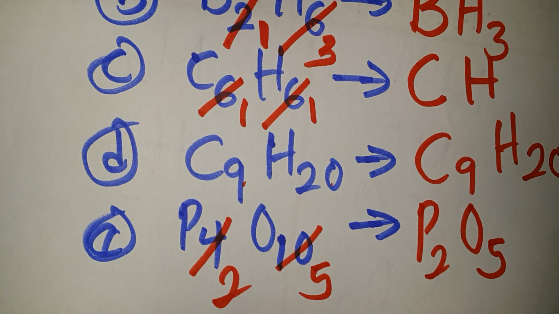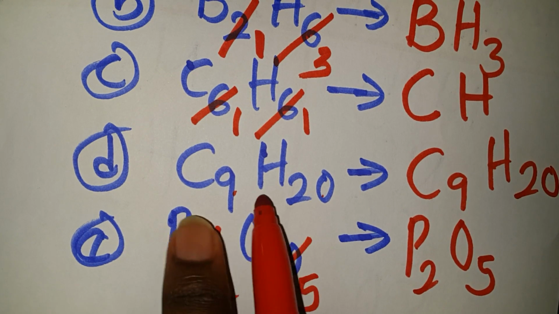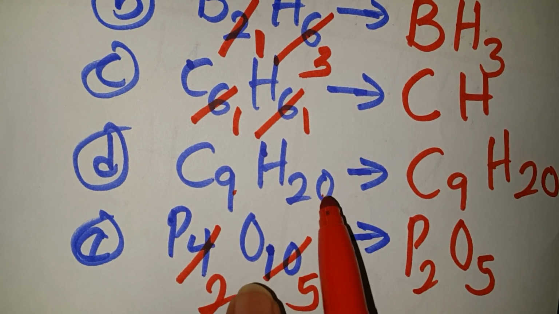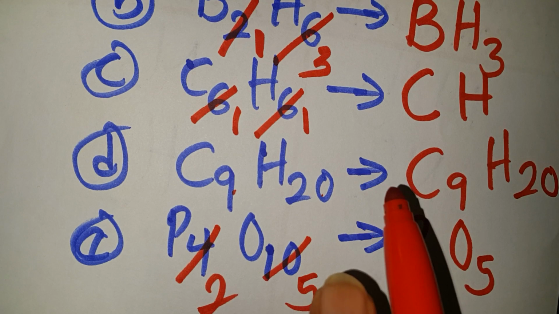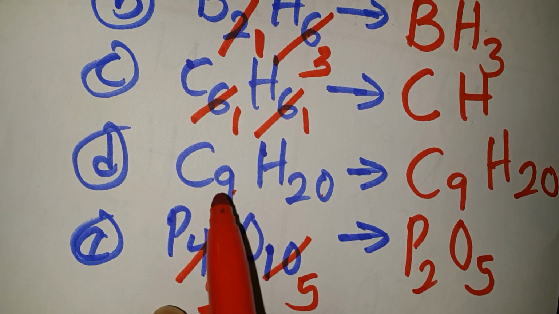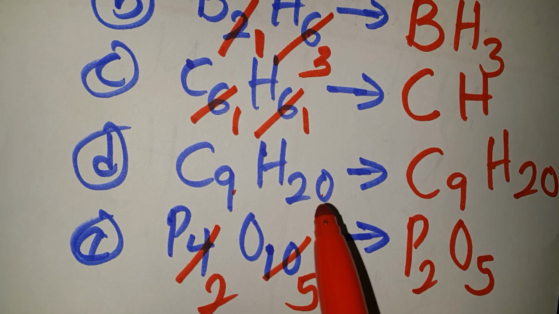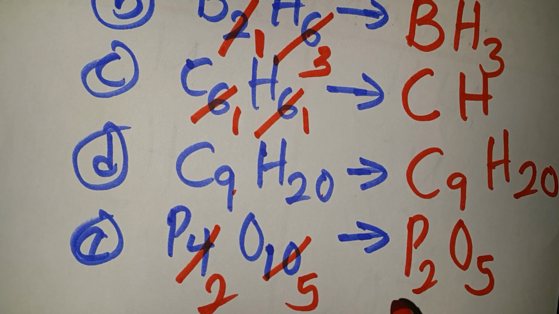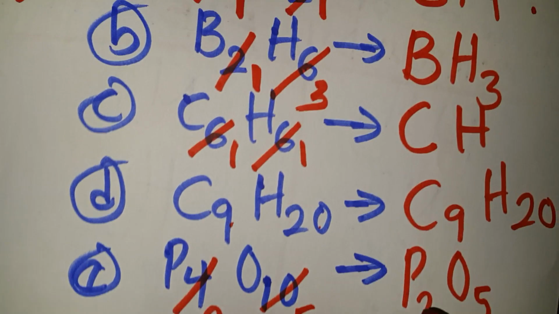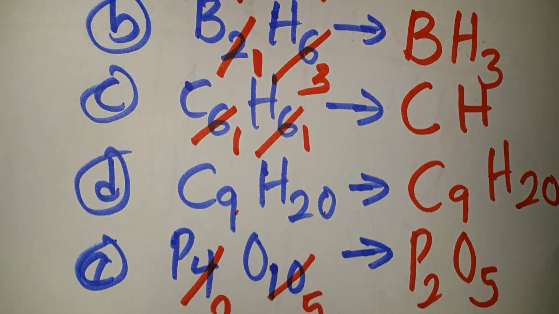Like here we have an odd number and an even number. If you have an odd and an even number, you know that it can never work. It's only if we have even and even that it will work. So that's all about empirical formula. The next one we'll be talking about is ionic and molecular, how to recognize them.